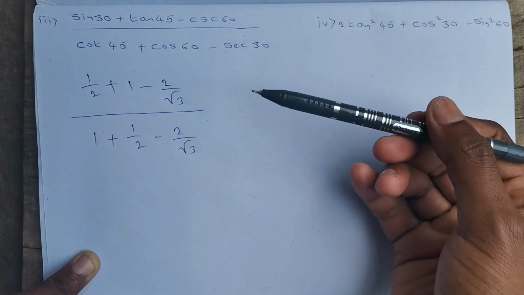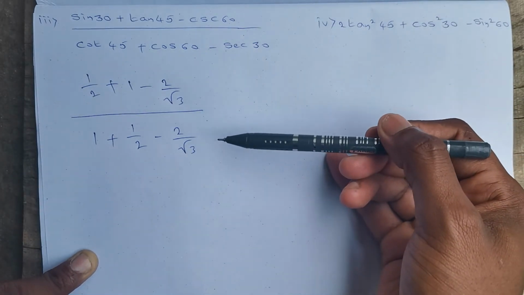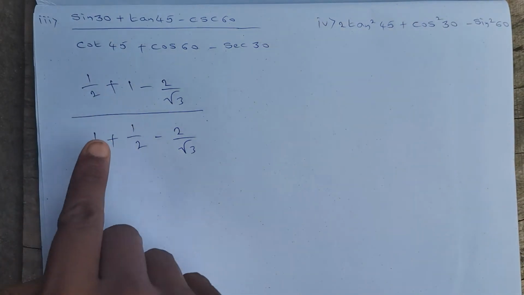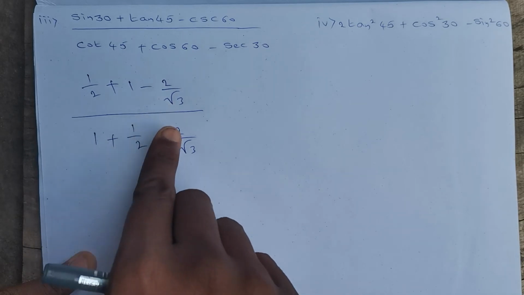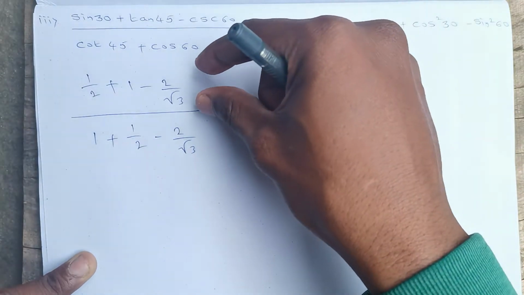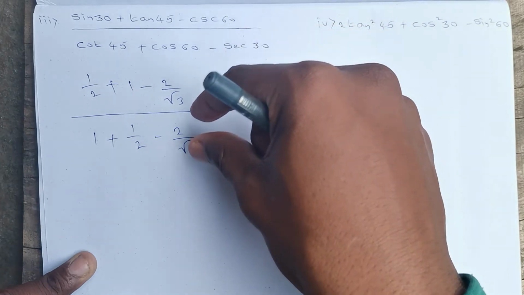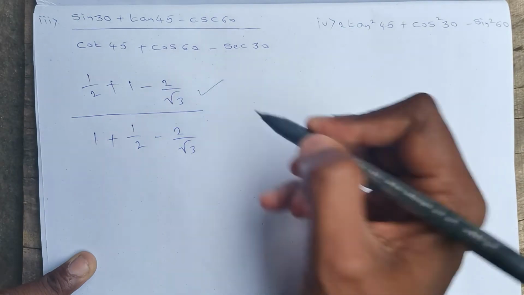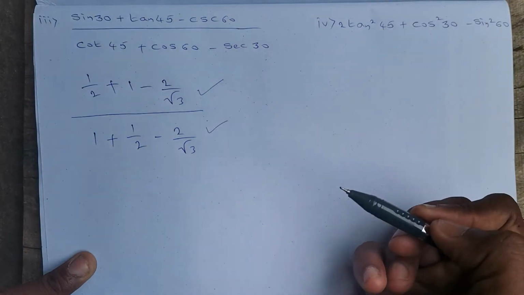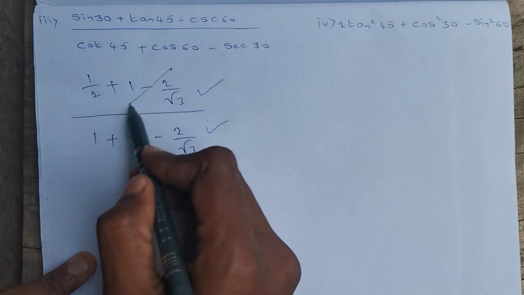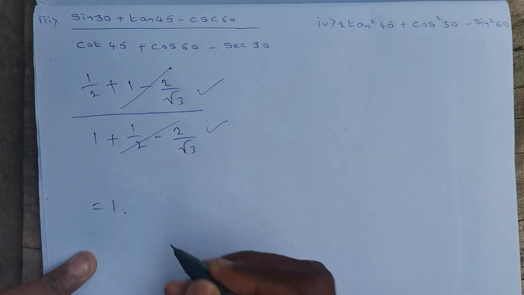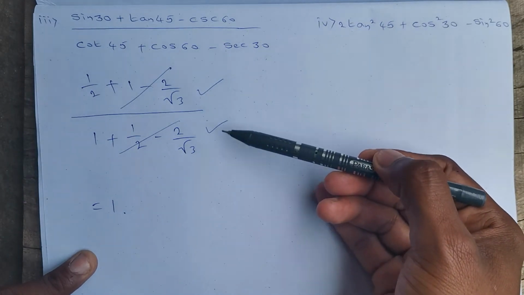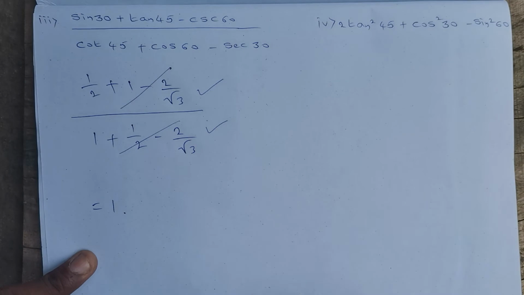Now if we observe all the terms which are there in the numerator as well as in the denominator, here 1 by 2 is there, here also 1 by 2, here plus 1, here also plus 1, here minus 2 by root 3, here also minus 2 by root 3. So all the terms which are there in the numerator as well as in the denominator are same. So it means the value of the numerator is exactly equal to the value of the denominator. So total will get cancelled, we will remain with 1 because every term is same. So final answer is 1.